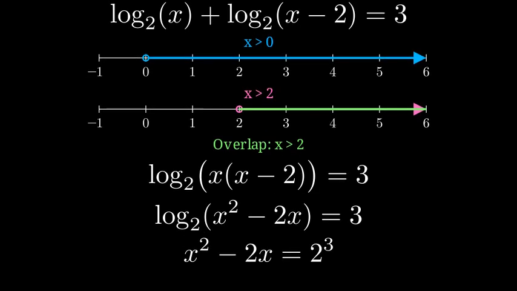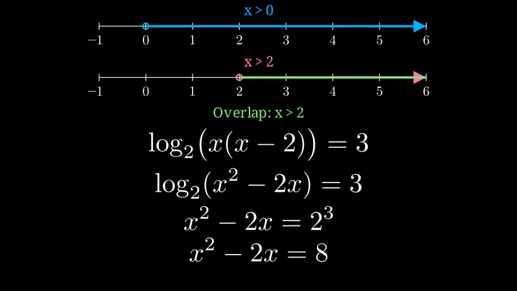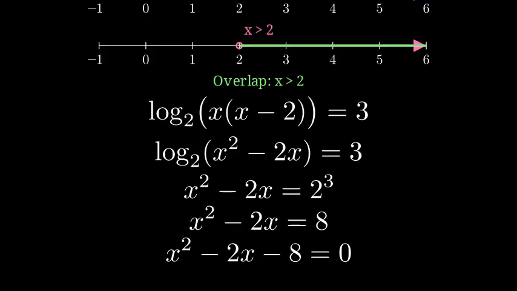Now switch to exponential form. X squared minus 2x equals 2 to the third power. 2 times 2 times 2 is 8. So we have x squared minus 2x equals 8. Subtract 8 from both sides to set the equation to 0. X squared minus 2x minus 8 equals 0.